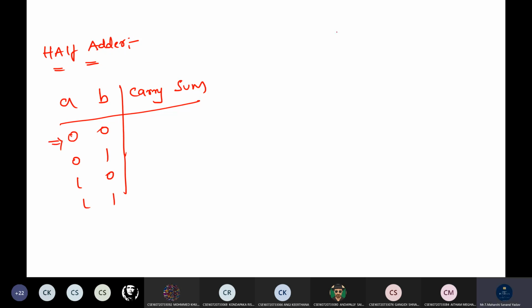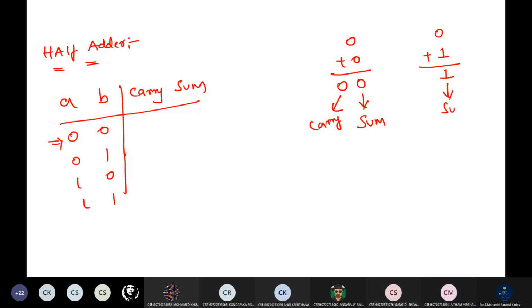So here try to add them. 0 plus 0 is how much? 0. So should I consider the 0 as sum or carry? Sum, sir. Sum. There is nothing present, so carry will be 0. Next, for 0 1 you tell me. 0 plus 1 is 1. 1 is sum, 0 is carry. Next 1, 0. Sum is 1, carry is 0.